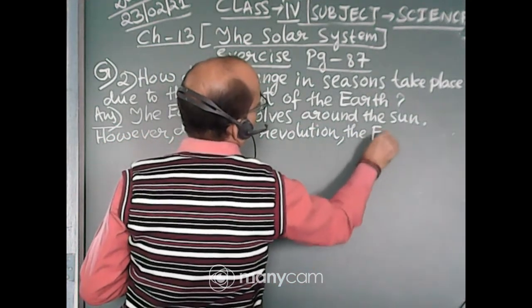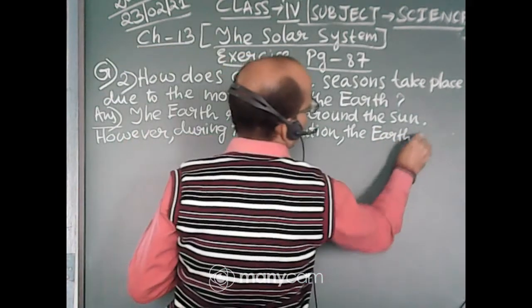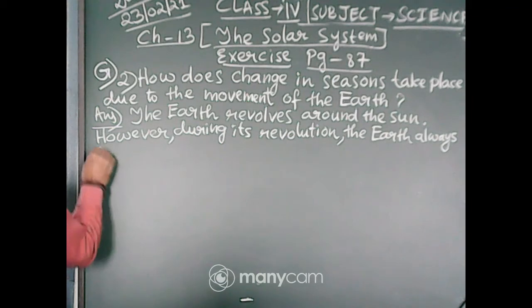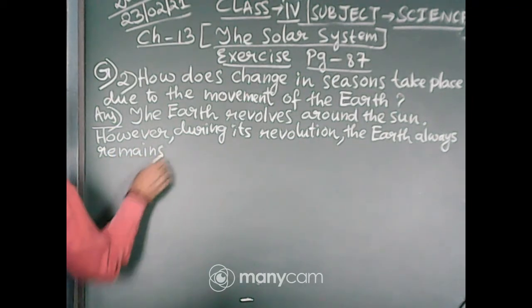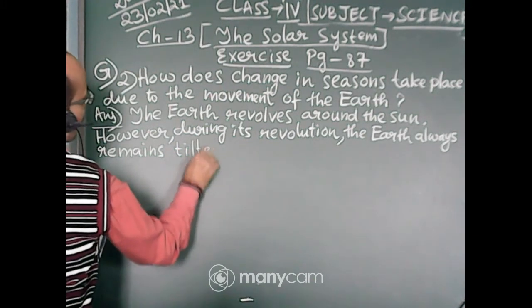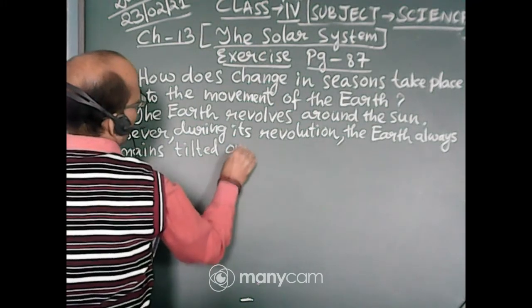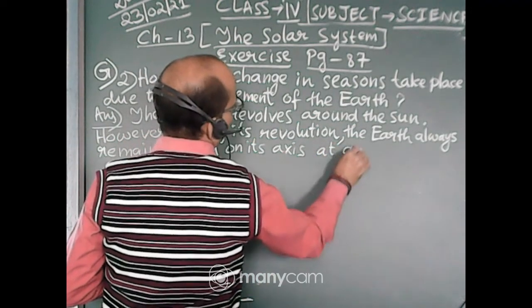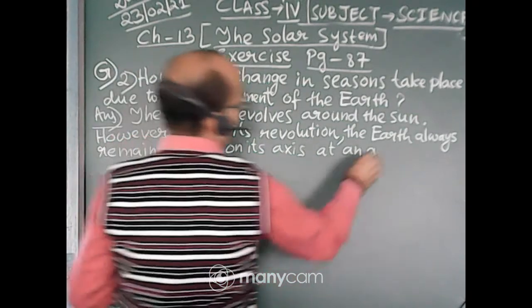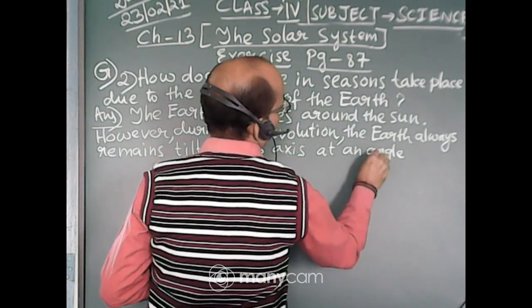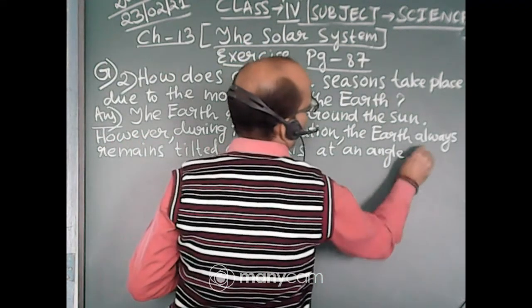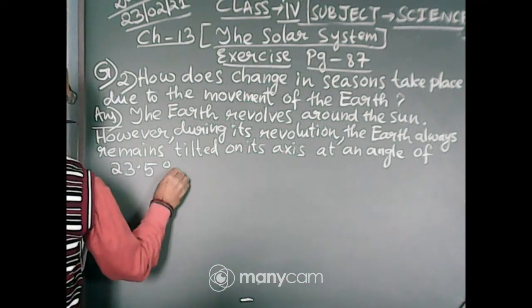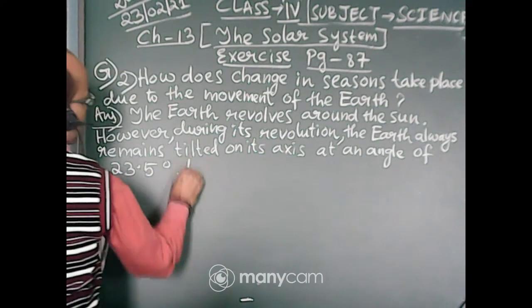the earth always remains tilted on its axis at an angle of 23.5 degree.